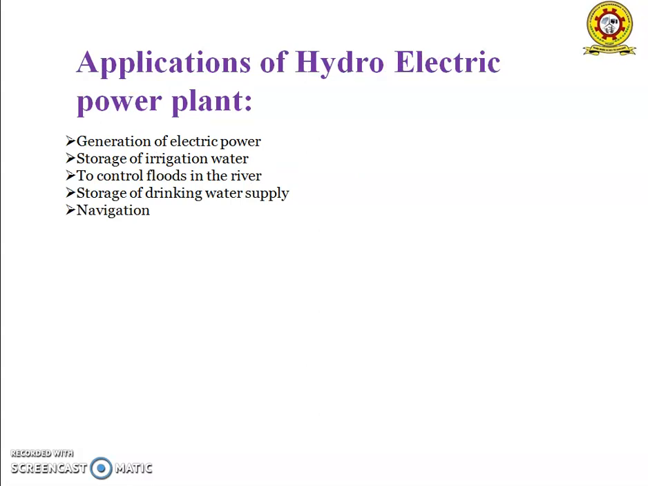applications of hydroelectric power plants. Hydroelectric power plants are used for the generation of electricity, storage of irrigation water, using dams to control floods in the rivers, storage of drinking water supply, and navigation.